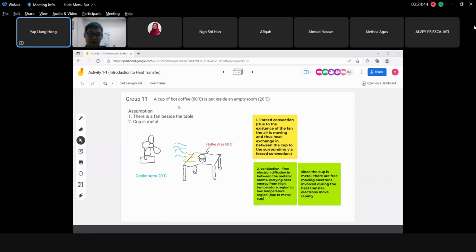Okay. Good. I like your assumption. So as you can see, the cooler area here is 20 degrees Celsius, and the hotter area, our cup, is 80 degrees Celsius. Okay, so go on. Number one, forced convection. The fan will cause the air around the metal cup to move, so there will be forced convection instead of natural convection. Due to the fan, the air will start moving, and thus heat is exchanged from the cup to the surrounding air particles via forced convection.